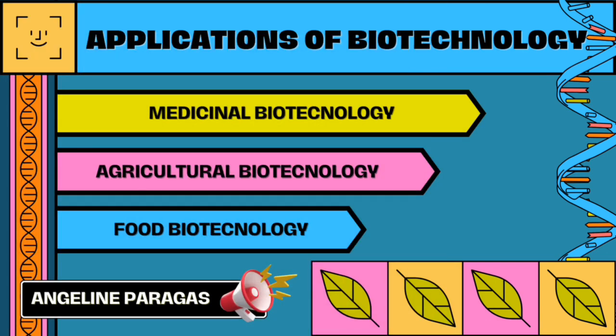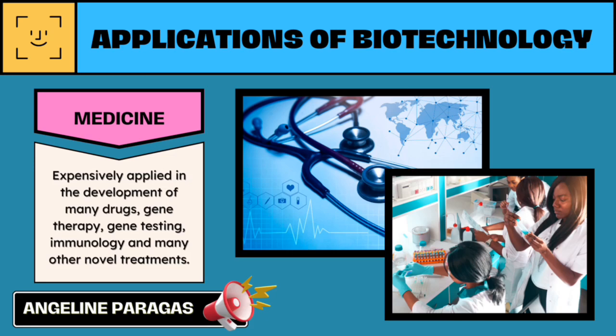Biotechnology has been applied in various fields: medicinal, agricultural, and food. Medicinal biotechnology. In medicine, biotechnology has been extensively applied in the development of many drugs, gene therapy, gene testing, immune system treatments, and many other treatments. Biotechnology is also used to develop various vaccines, such as insulin.